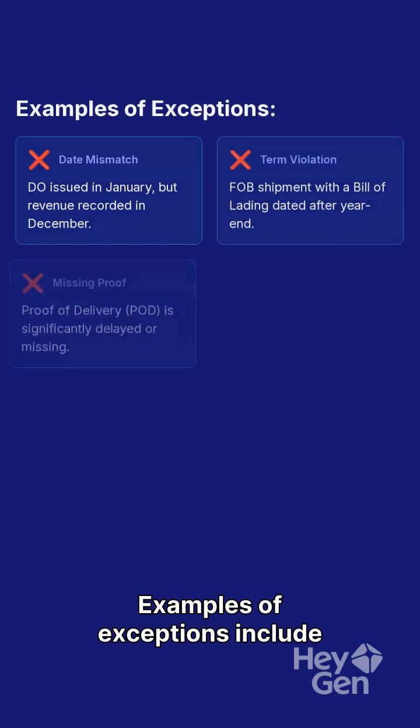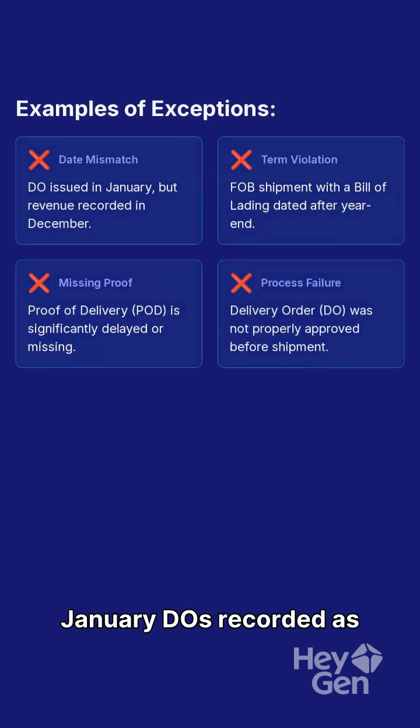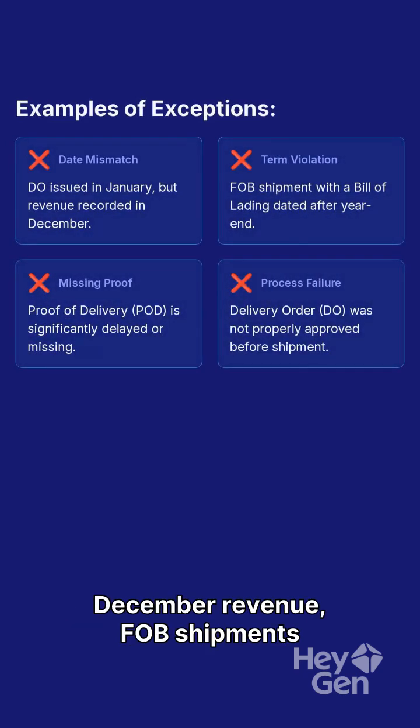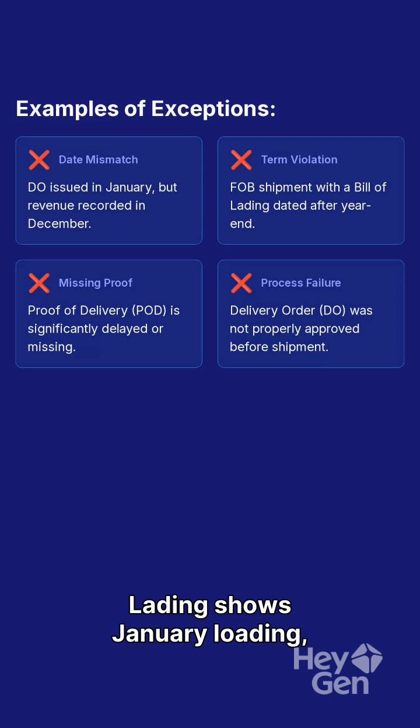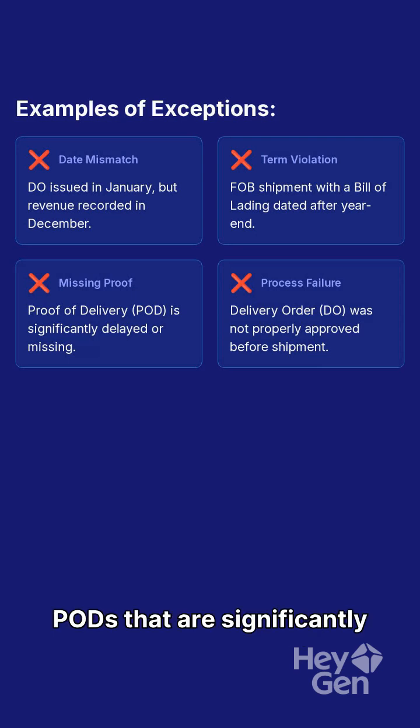Examples of exceptions include January DOs recorded as December revenue, FOB shipments where the bill of lading shows January loading, PODs that are significantly delayed, or DOs that were never properly approved before shipment.